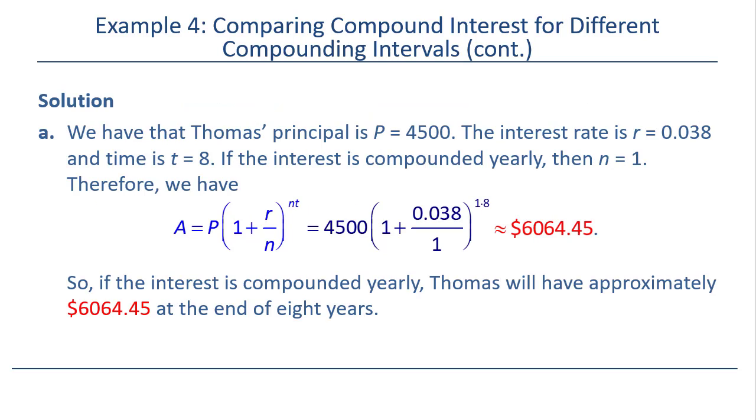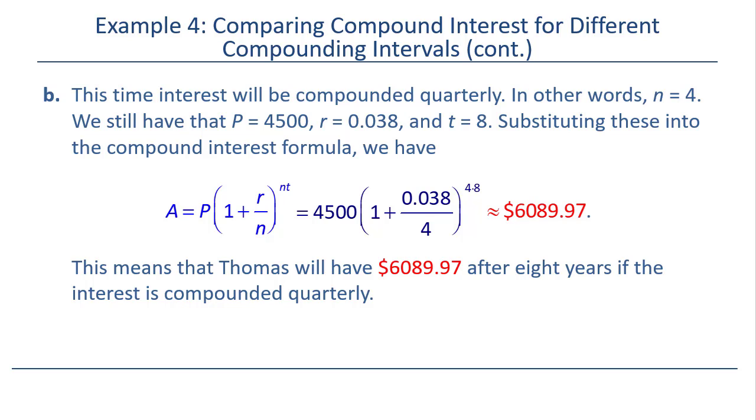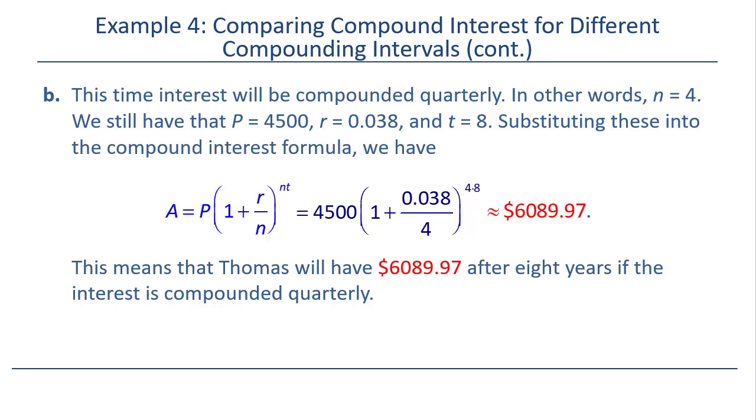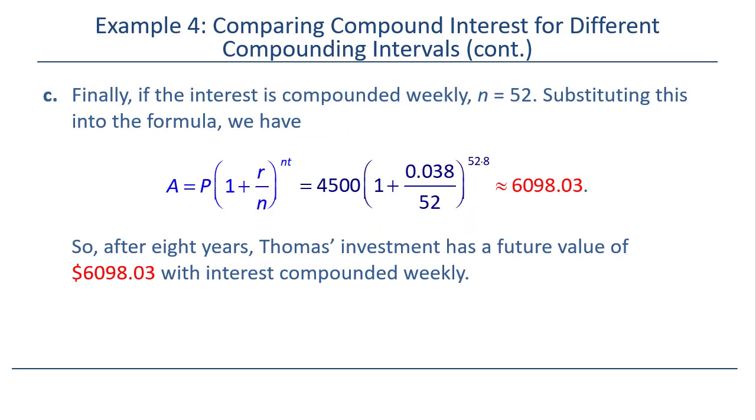So here it is yearly, right? Nothing changes. $4,500 for the principal, 0.038 because that's 3.8%. The time is 8 for 8 years. But now it's compounded yearly, so N equals 1. We throw that in the formula, a little over 6,000. Now, when it's compounded quarterly, that's 4 times per year. Put that in there. It's a little bit more. Not a lot, right? 6,064, 6,089. So not a huge difference. Then we do it weekly. Again, not a huge difference. Just goes up to 6,098. The main reason why it's not a huge difference is it's only 8 years. And I know you're thinking, wow, 8 years is an eternity.